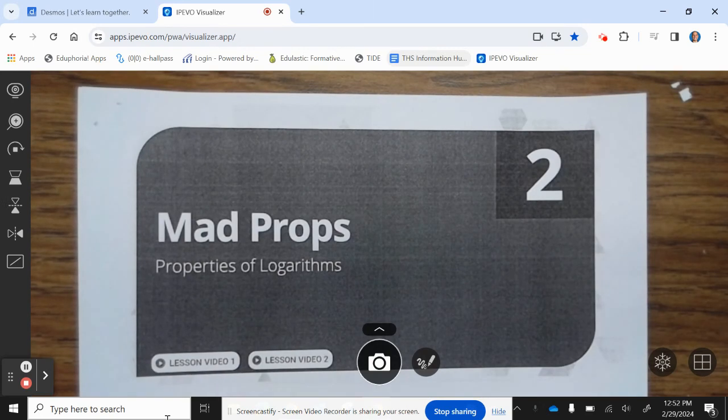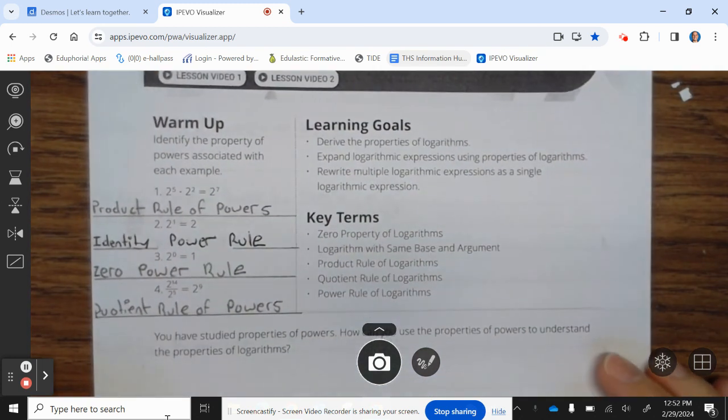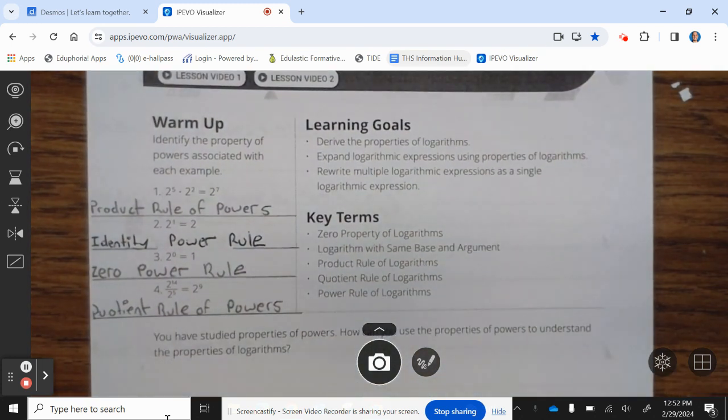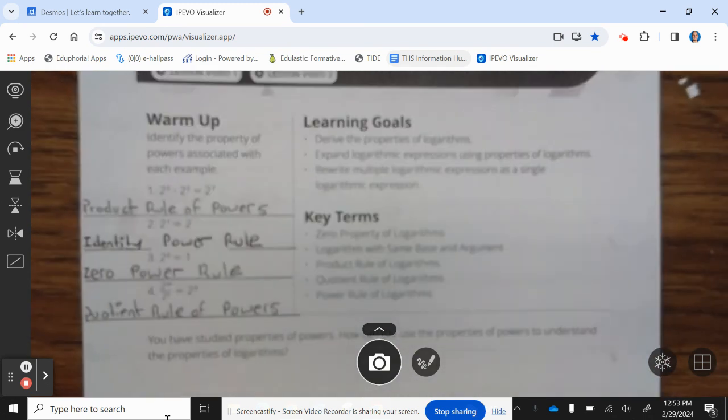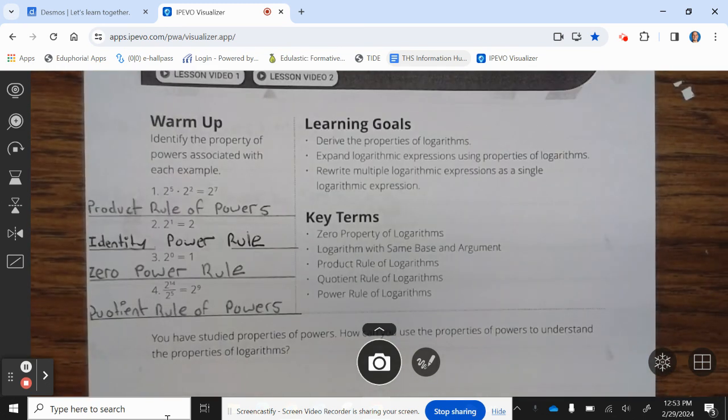So we're going to 2.2, Properties of Logarithms. Warm up. Identify the property of the powers associated with each example. 1. 2 to the 5th times 2 squared equals 2 to the 7th. That's the product rule of powers.